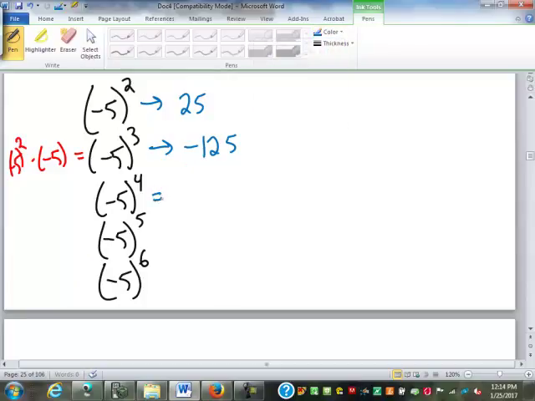How about negative 5 to the fourth? Positive or negative? Positive. Yeah, I'm multiplying by another negative, so it's going to be positive 625.